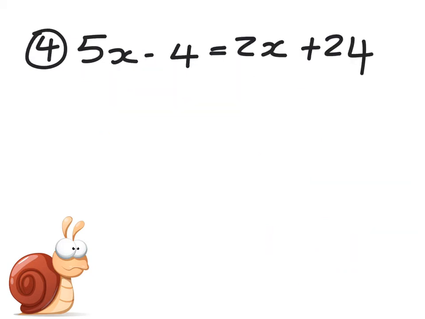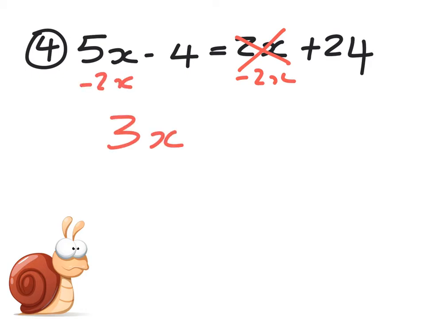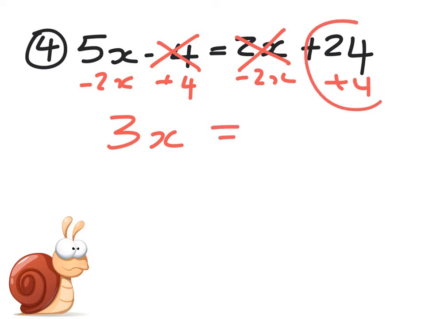Question 4, equations. Okay, the first thing to do is we want to get rid of that 2x, so take it off there, which gives us 3x. Next thing we want to do is get rid of the negative 4, so we're going to add there, and we're going to add there. So 24 add 4 is 28.